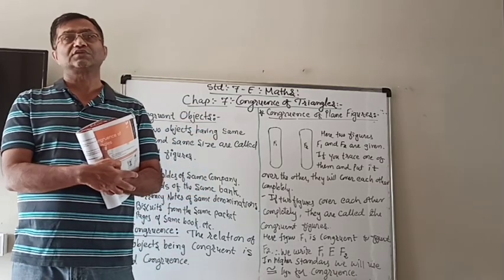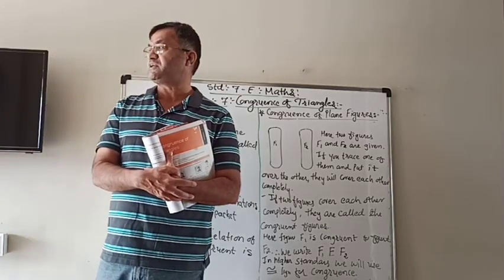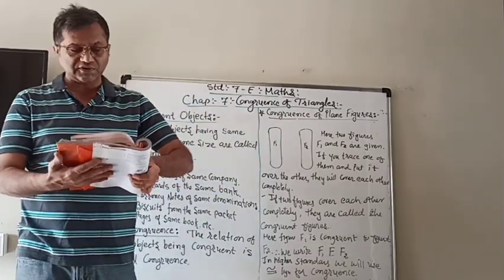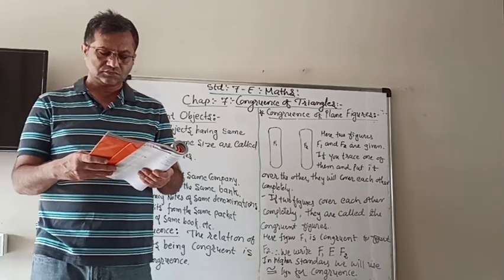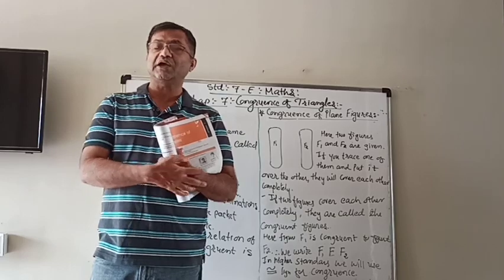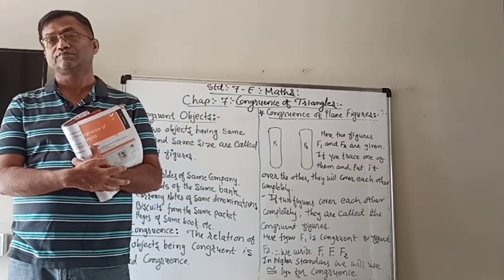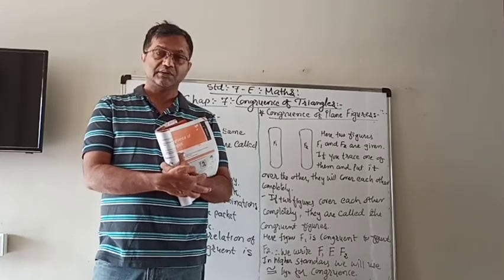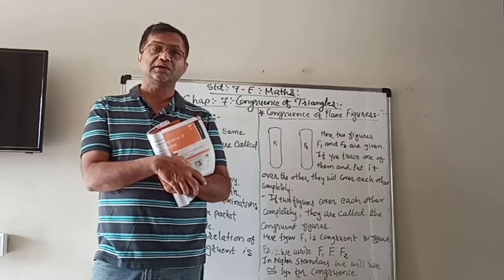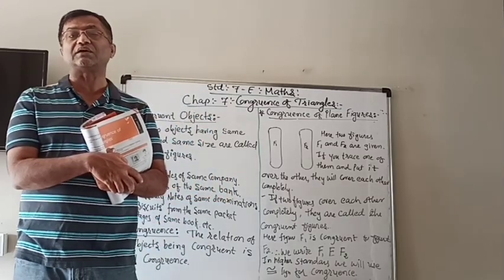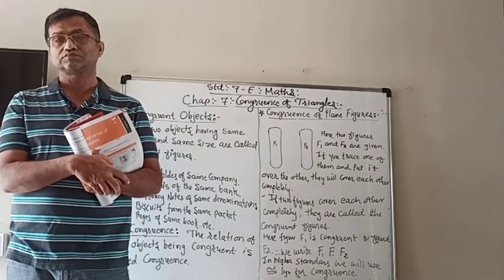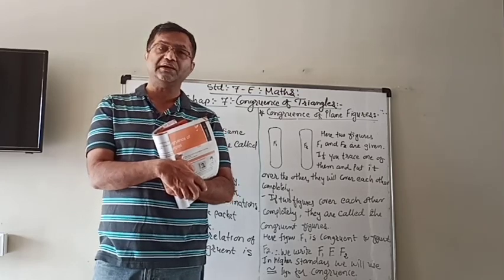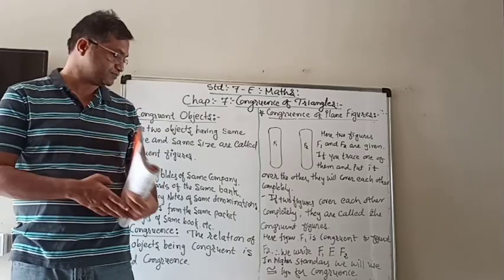then if you take the idea of superposition, means you place one stamp over the other, then you will see that they are of the same shape and of the same size. And when you superpose one stamp over the other, both of them will completely cover each other. So here you can see that they have the same shape and same size.